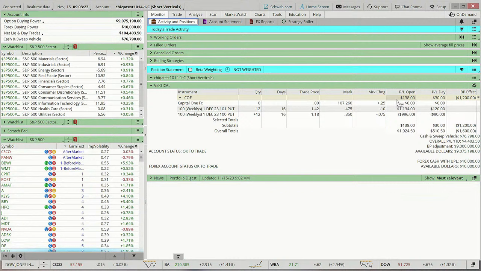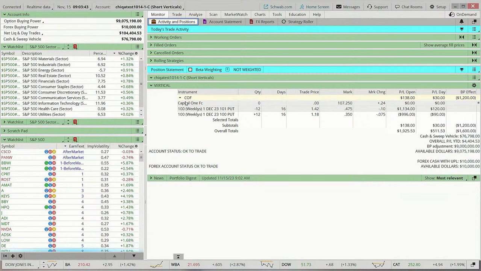You can see that currently our overall profitability on the trade from a theoretical perspective is sitting at $138. It looks like this was a short put vertical, which means this is bullish by nature. I would like the underlying security to stay above the short strike price, and the short strike price is at 101. Currently, the underlying security, which is COF, I believe that's Capital One Financial, is sitting at 107.27. So as long as we're staying above 101, this trade appears to be in pretty good shape.